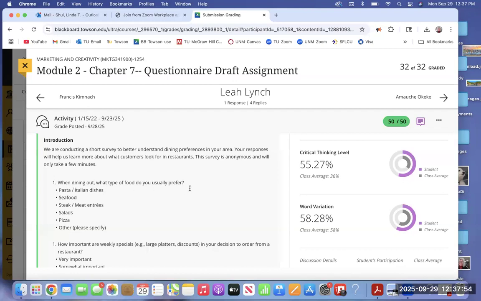When dining out, what type of food do you usually prefer? So you give them choices. She could have said, circle all that apply. So I would circle pasta. I love pasta. I love seafood. I love steak. I love salads. I love pizza. I love all of these. Okay. And maybe there's other. I really like Greek food. I would add that to it.